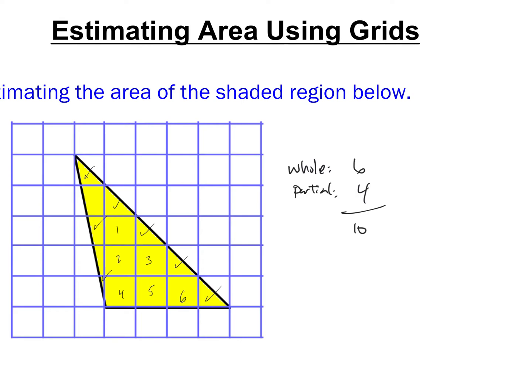You need to look at how many of the grid squares are completely occupied, and then you have to go ahead and try to put the pieces together to make a whole and see how many whole grid squares you get. Okay? All right.